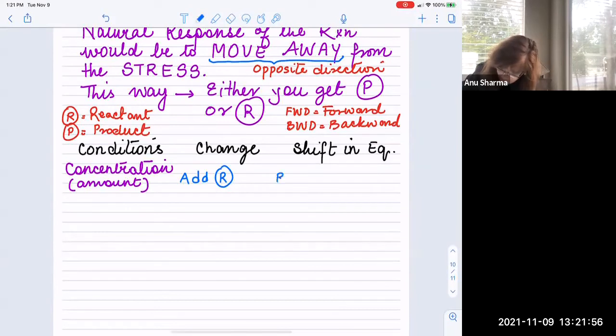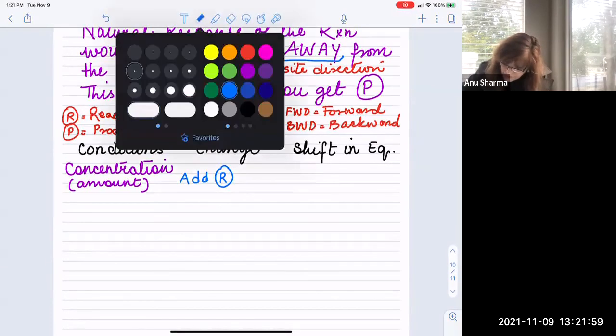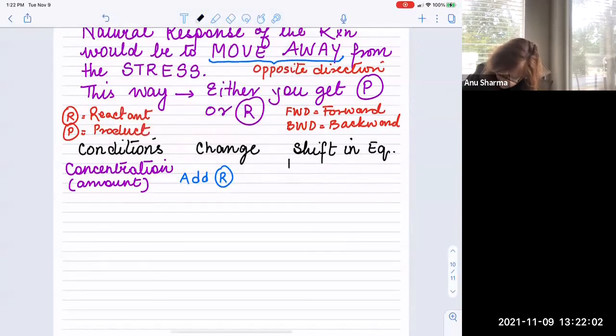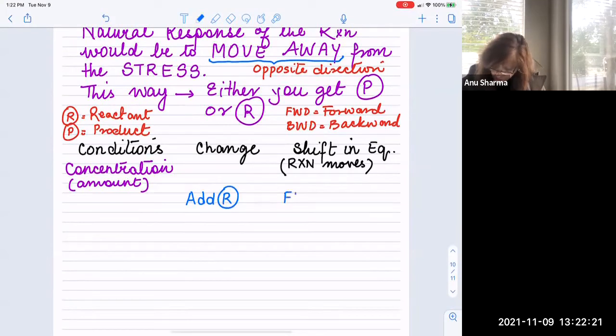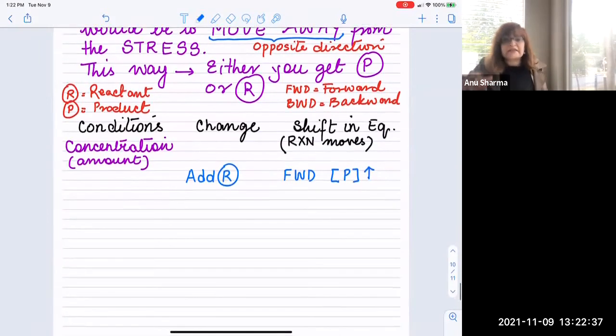Reaction shift in equilibrium means, let's put this here, the reaction moves in a certain direction. Okay, so here is add more reactants. So here the reaction is going to move forward, and when it's moving forward, that means the concentration of the products is going to be more. Okay, more products are going to be found. When you add more reactants, now it's quickly producing the products. More and more products will be found.